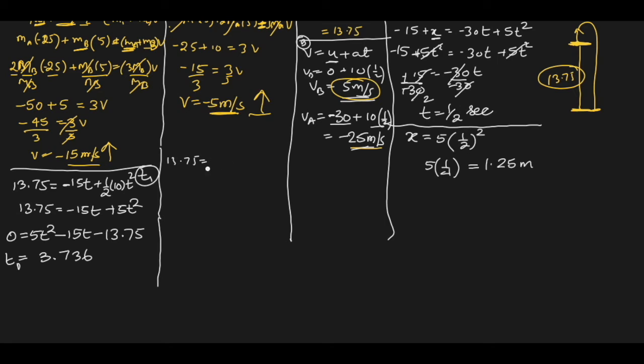13.75 equal to minus 5 this time. Yes, the velocity upwards is 5T plus 5T square. So the quadratic equation becomes 5T square minus 5T minus 13.75, and it gives me T positive time as 2.232. This is T2. All right.